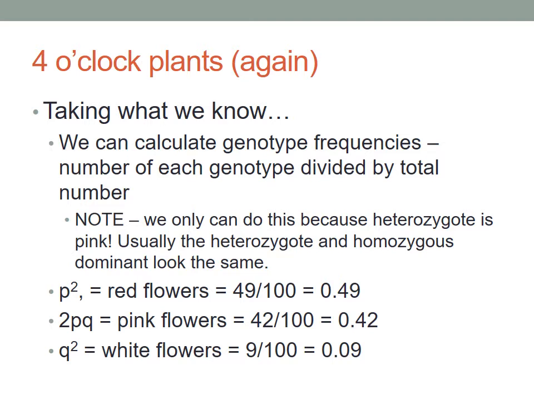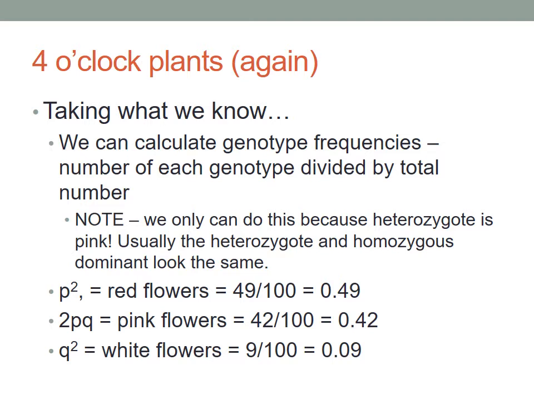So how many are red? 49. So what percentage are red? 49 out of 100, or 0.49. So the frequency of red flowers is 0.49. That means P squared is 0.49. 2PQ would be our heterozygotes, our pink flowers. And we know that there were 42 pink out of 100 total flowers. So the frequency of pink is 0.42.